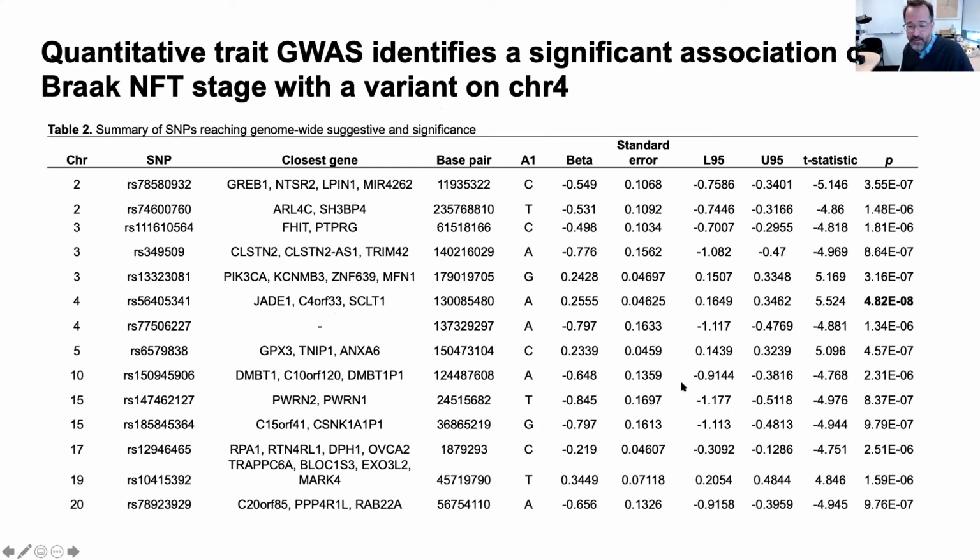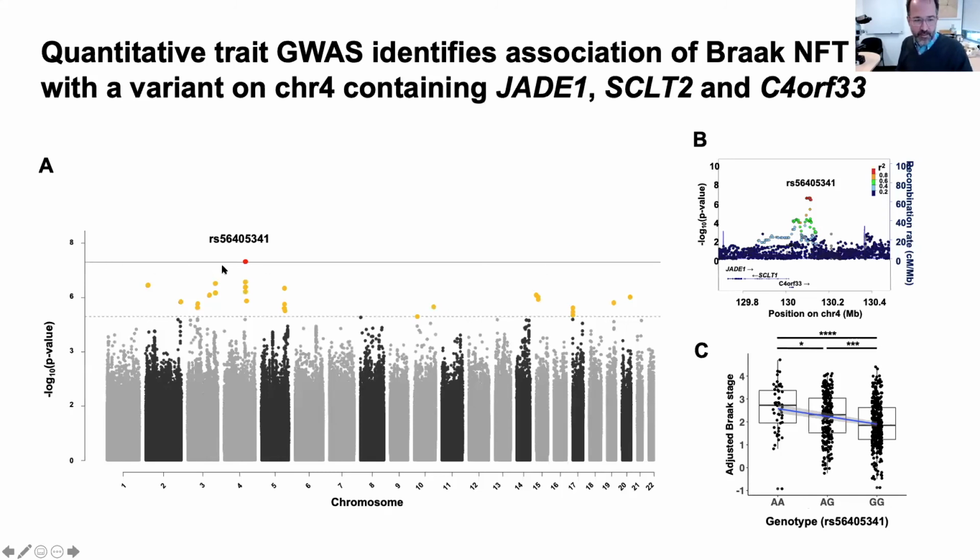And one of the questions was, are the genes that are important for Alzheimer's disease associated with PART burden, but also are there other genes? And so one of the things that came out of the genome-wide study was a locus on chromosome 4. Here's the SNP. They contain 3 genes, JADE1, C4orf33, and SCLT1, that reach genome-wide significance in this cohort. And this is our Manhattan plot showing that we're just crossing the threshold here. This is the LocusZoom showing the JADE1 gene here. And there are 3 genes total.